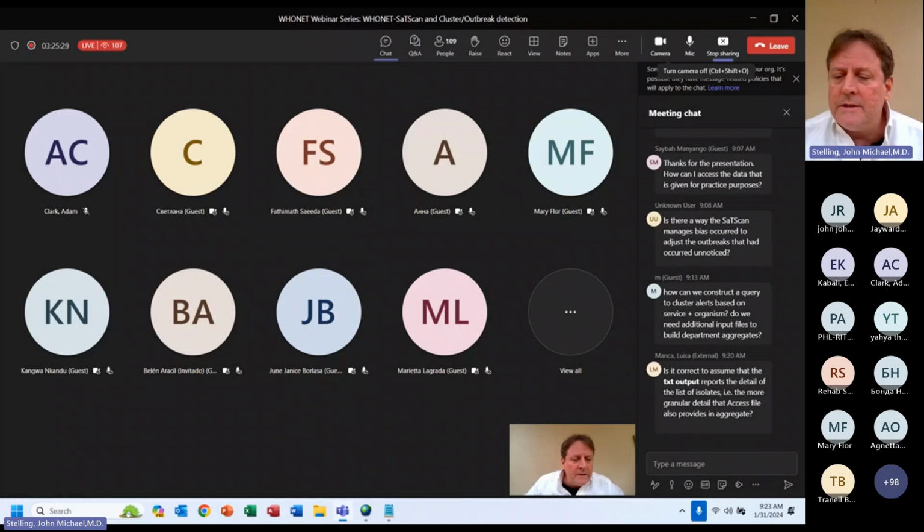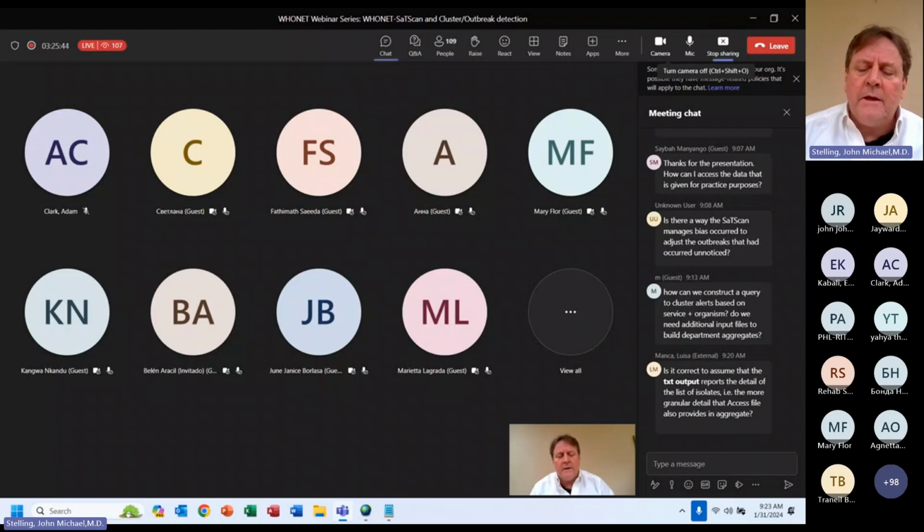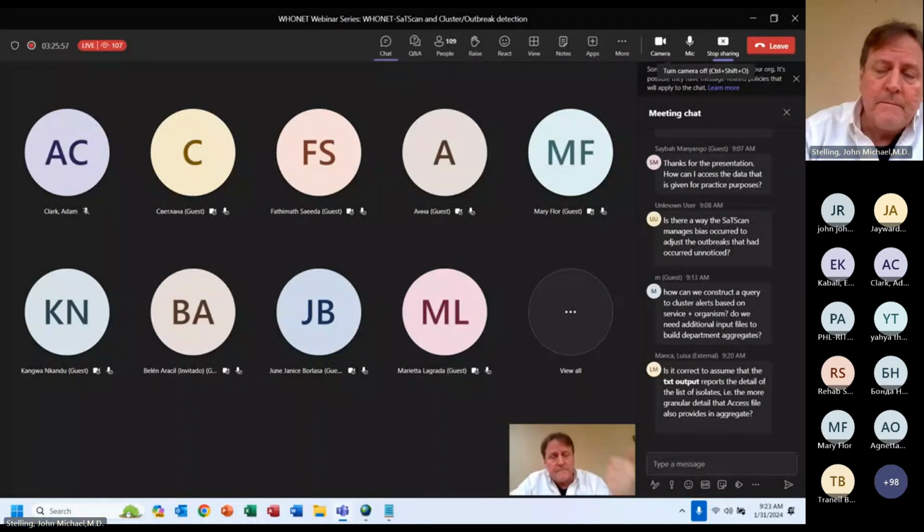Okay, I see, is it correct to assume that the text output reports the detail of the list of analyses? So the more granular detail that Access also provides in aggregate. The output reports the detail of the line listing, the more granular detail. Yeah, that's right. I showed you 3 parts. The detailed signals, the summary signals, and then the people who are in those signals. So that's the lowest level of granularity.